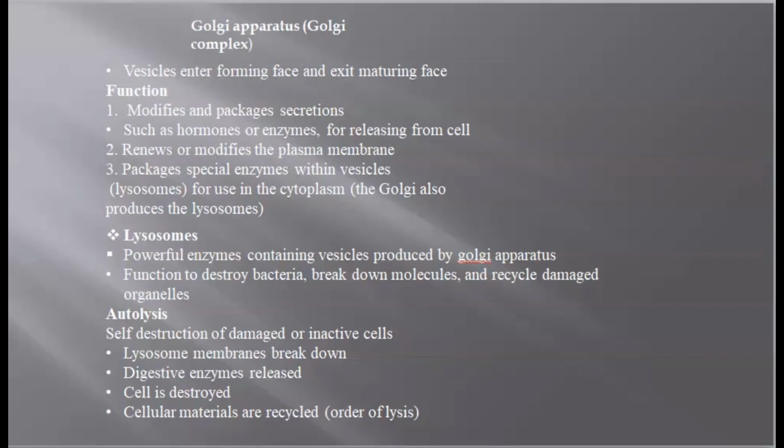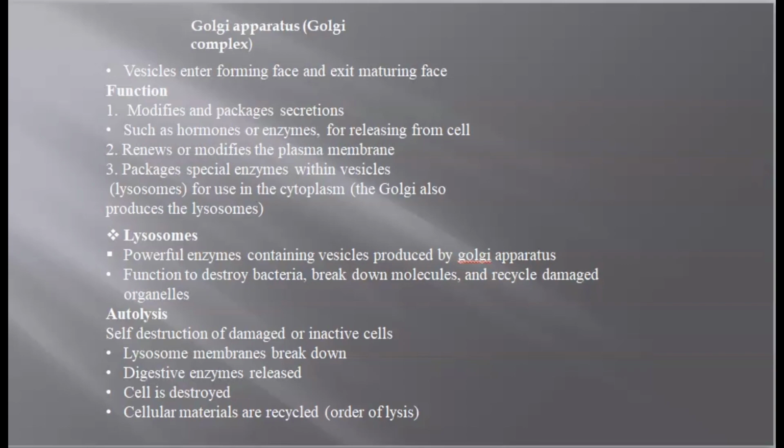The functions of this Golgi apparatus or Golgi complex are: 1. It modifies and packages secretions, and these secretions are such as hormones or enzymes for releasing from the cell. When the Golgi apparatus packages these secretions, it also helps to modify them in the way that they will be released from the cell. Such secretions, we mention, are hormones or enzymes.